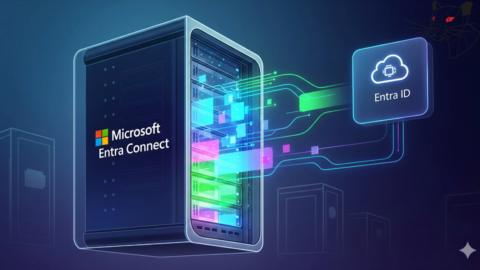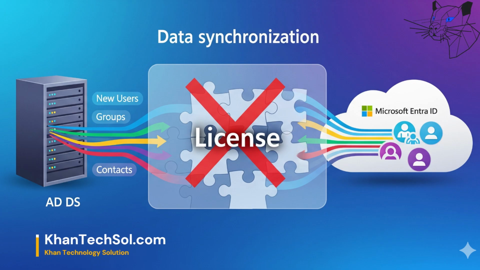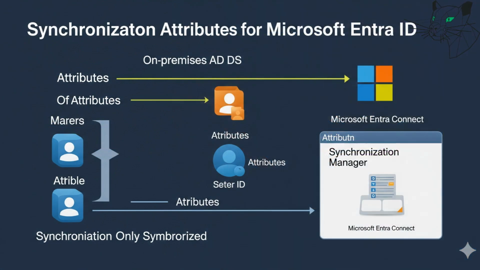Note, most organizations deploy a dedicated synchronization server to host Microsoft Entra Connect. When you run Microsoft Entra Connect, the following occurs. New users, groups, and contact objects in on-premises ADDS are added to Microsoft Entra ID. However, licenses for cloud services such as Microsoft 365 aren't automatically assigned to these objects. Attributes of existing users, groups, or contact objects that are modified in on-premises ADDS are modified in Microsoft Entra ID.